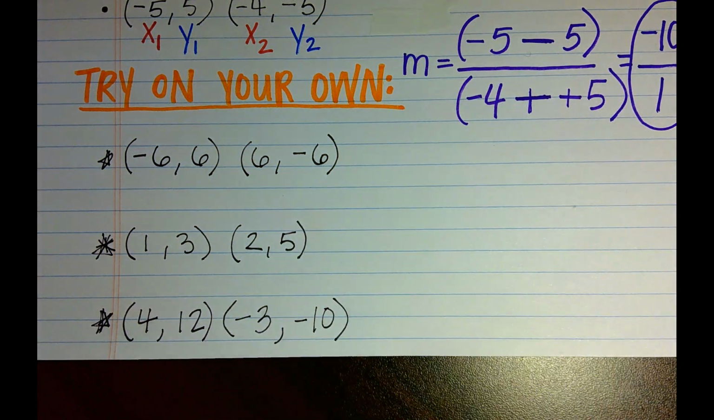Okay, so there are 3 sets of coordinates, and I want you to find the slope of the line that goes through those. I will pause this. I'm going to set a little timer. I want you to try these on your own.